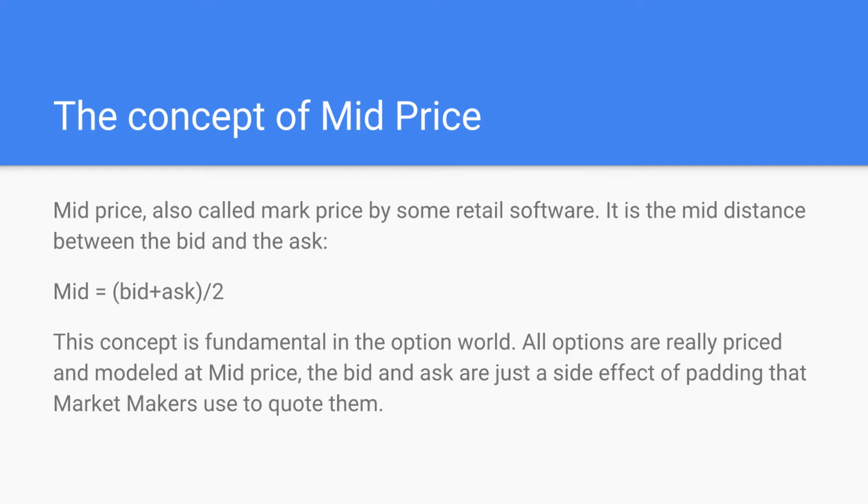What is mid? Mid is what it means. The mid is the half point between the bid and the ask. So the formula is very simple. You can compute the mid yourself by doing bid plus ask divided by 2. But most retail software and most software in general will quote you the mid right away. They will quote your option with the mid.